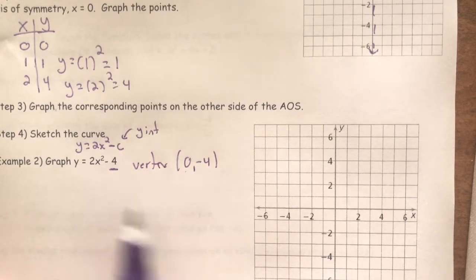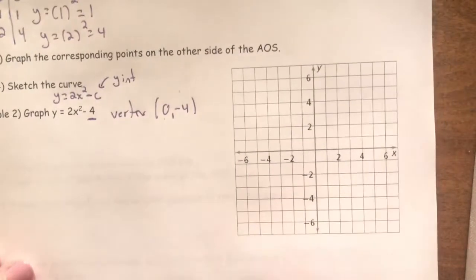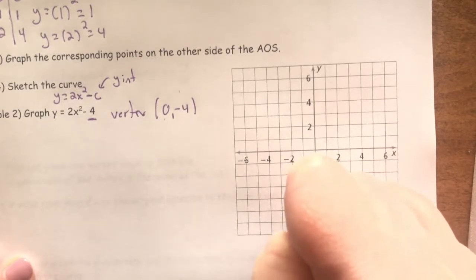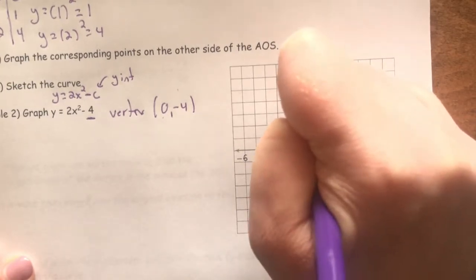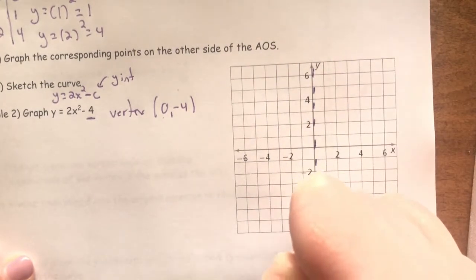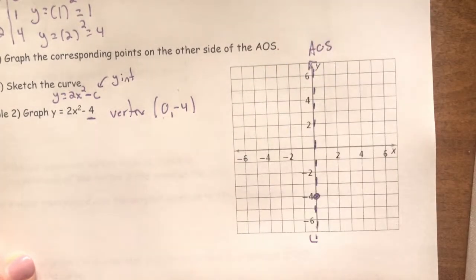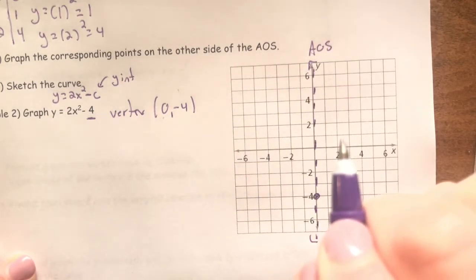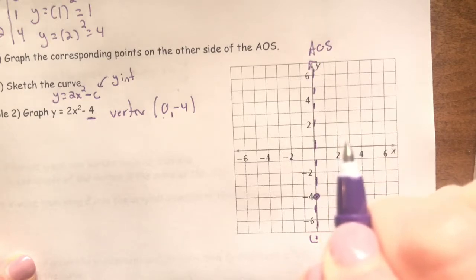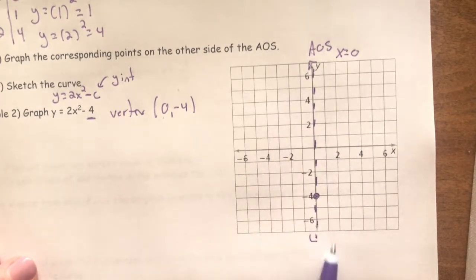So I got my vertex, and I'm going to plot that, (0, -4). And then after you plot your vertex, you should draw in your axis of symmetry. You put a dashed line, and then you should label your axis of symmetry. My axis of symmetry is the equation x equals 0, because it's equal to the x-coordinate, and all the x values are the same. Okay, so you have your axis of symmetry.